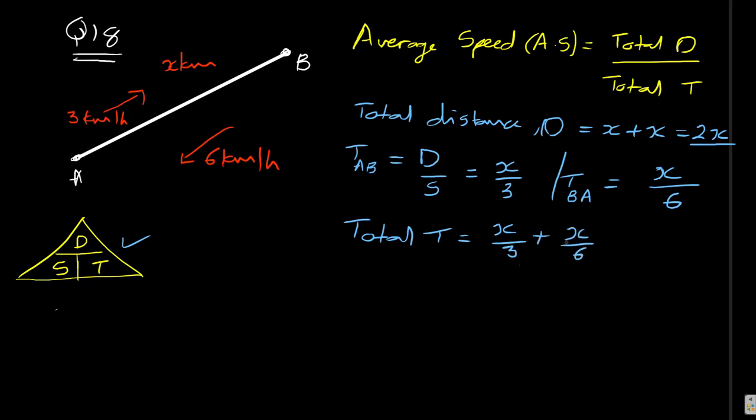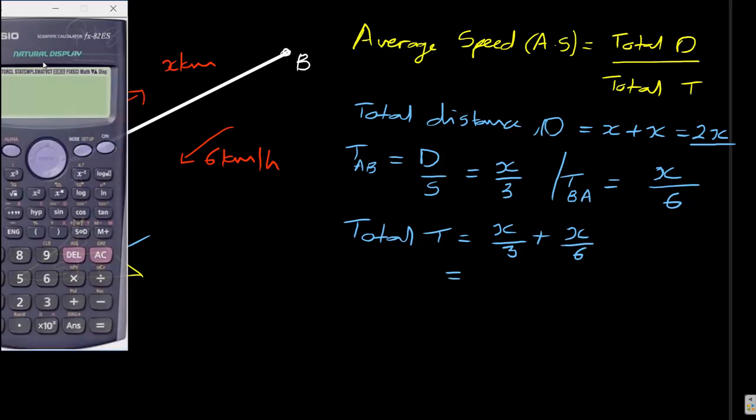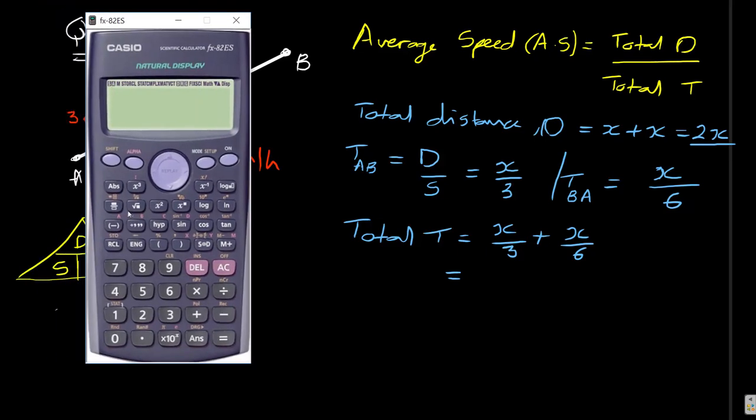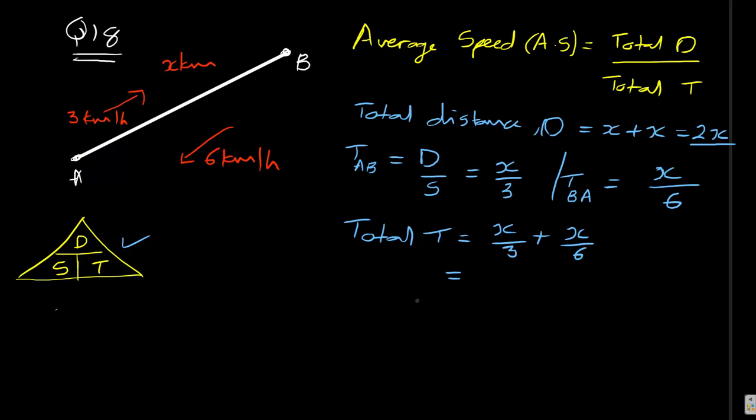And then if you add that, taking a calculator, you are simply adding 1 over 3 plus 1 over 6. I'm getting a half, which is half X, or X over 2. So that is the total time.